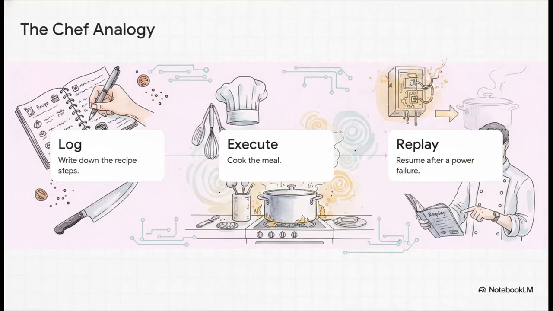Think of it like this. Imagine a really meticulous chef writing down every single step of a recipe before they even turn on the stove. If the kitchen suddenly loses power mid-meal, the chef doesn't have to throw the whole meal away in frustration. They just check their log, they know exactly where they left off, and they can resume cooking without ruining the dish. That's exactly how journaling allows a system to recover seamlessly.